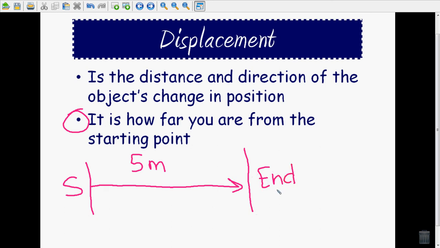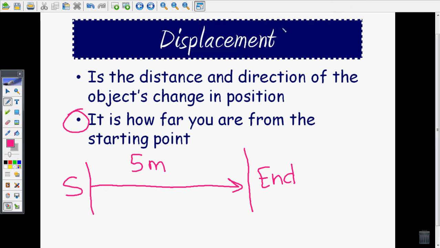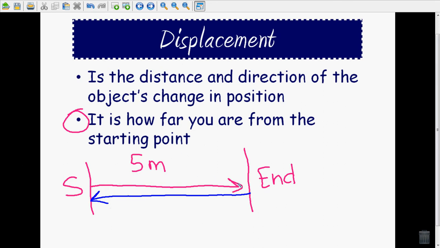We'll get our little toolbar here and maybe pick a different color. Okay, so let's say we're at this end line and I decide to turn around and go the other way. Now I went from my end point back to my starting point, which is that same 5 meters. Notice start to end, end to start. So my distance here is a total of 10 meters.